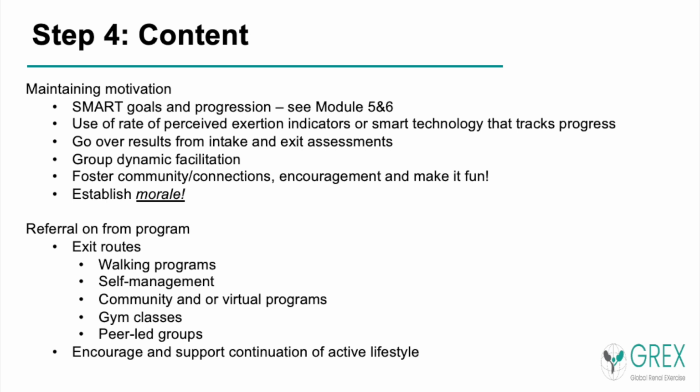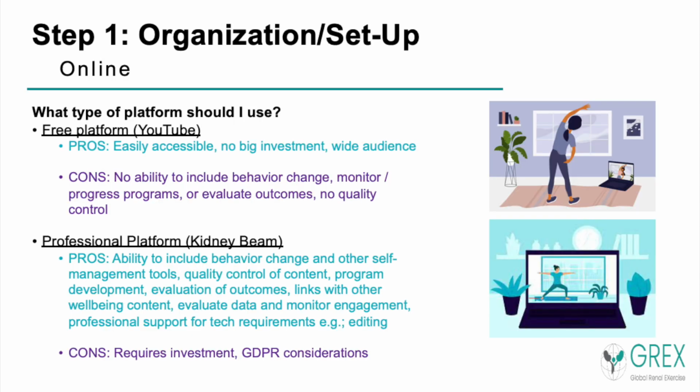Referring on from the program is really important so that things don't end when the program finishes. And for this, you can have exit routes such as walking programs, maybe going on to doing a bit of self-management, going to another community, or maybe a virtual program, something like Kidney Beam, gym classes, or peer-led groups. And it's also just really important to encourage and support the continuation of an active lifestyle at the end of the program.